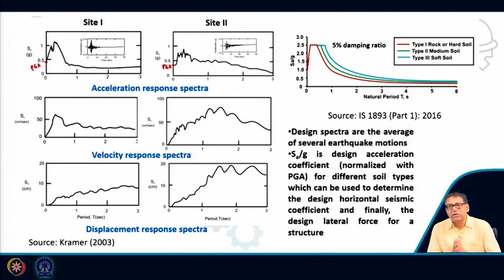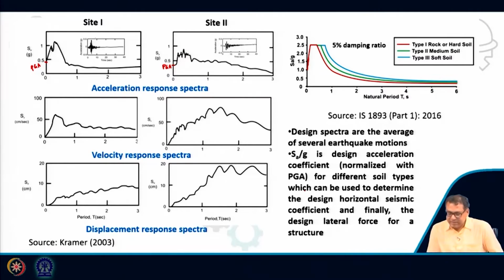So ultimately, to determine the design lateral force that will act on a structure, you need this response spectra for different soil conditions or different ground motions. So that means you have to predict this ground motion properly to get this response spectra, so that you can use them for the design of earthquake resistant structures. That means from here I will finally get the design lateral force that will act on the structure.